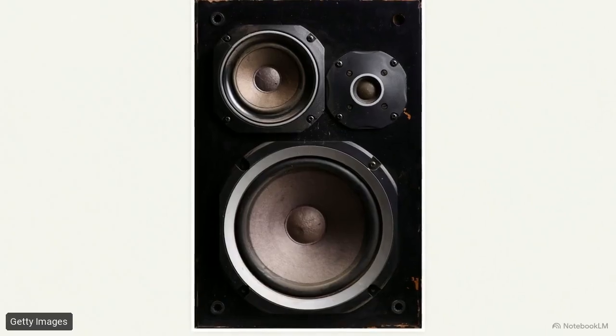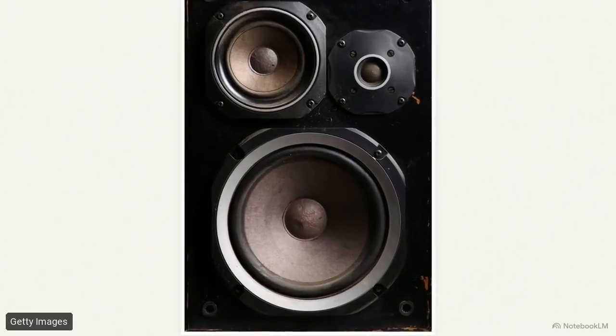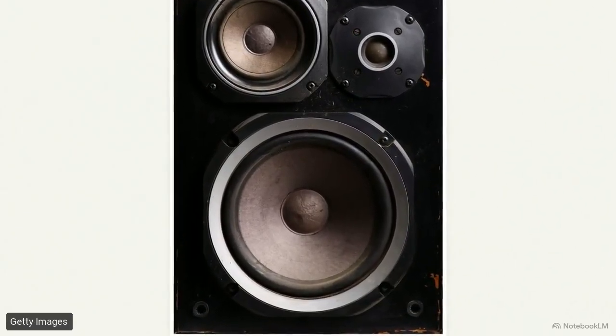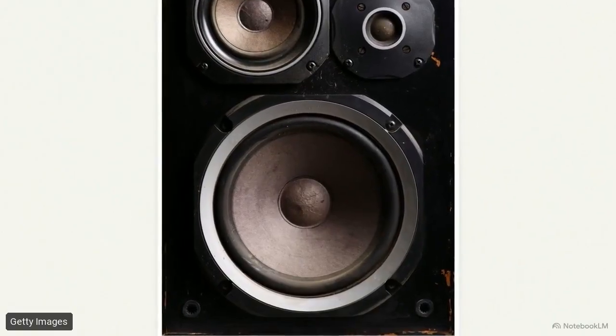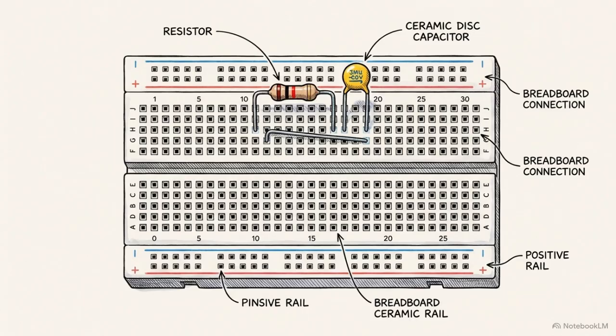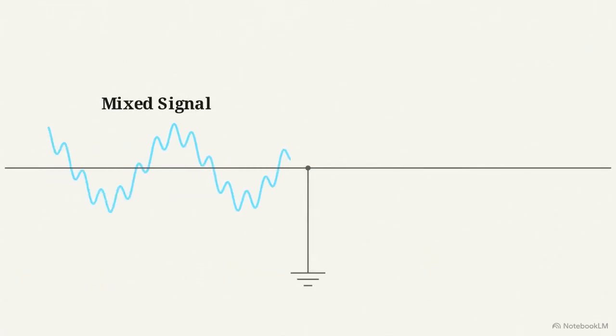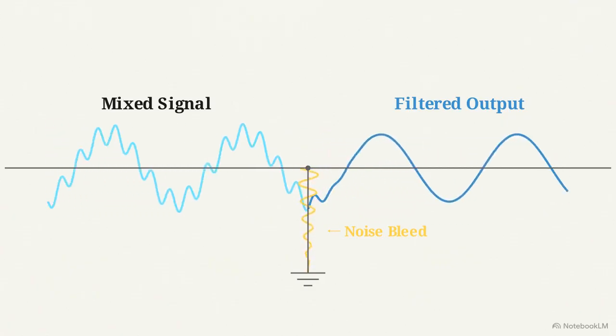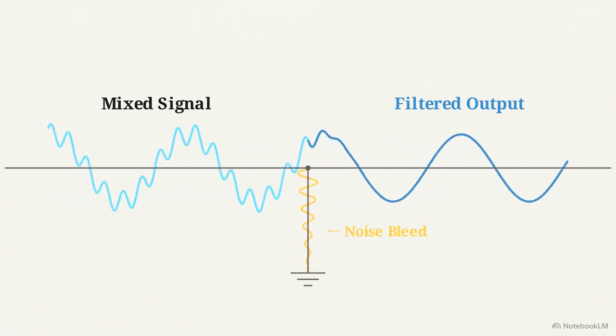Audio engineers use this exact schematic in speaker crossovers to strip out high-frequency vocals and route only the low-end spectrum directly into subwoofers. The resistor and capacitor work together as an electrical dam. They permit slow oscillations to pass to the output, while aggressively bleeding high-frequency interference to ground.